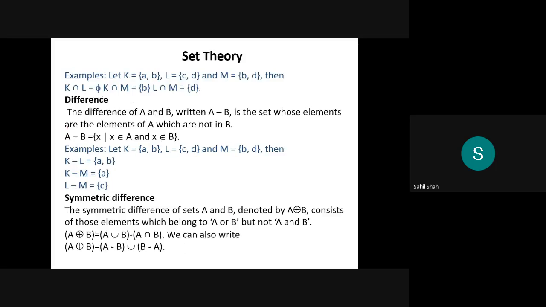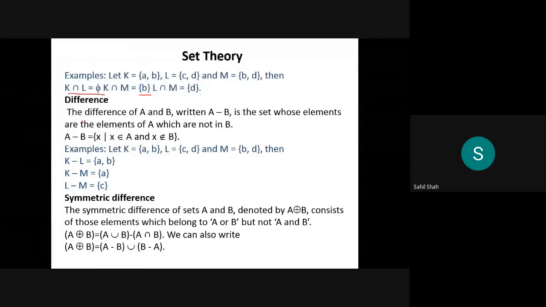Examples. Let K equal to {a, b}, L equal to {c, d}, and M equal to {b, d}. If we are finding the intersection between K and L, I am observing that there is no common element between sets K and L. So the result is the empty set. While in K and M, we are observing that element b is common, so that will be present in the intersection. Similarly for L intersection M.